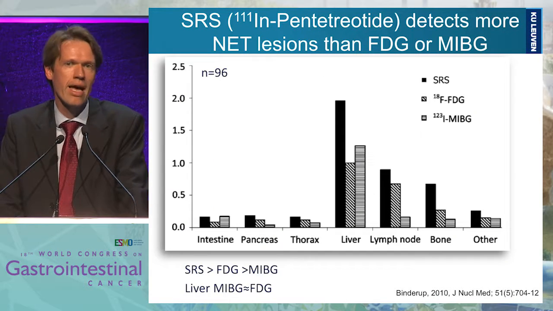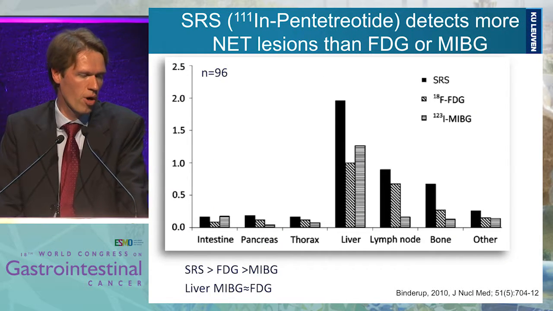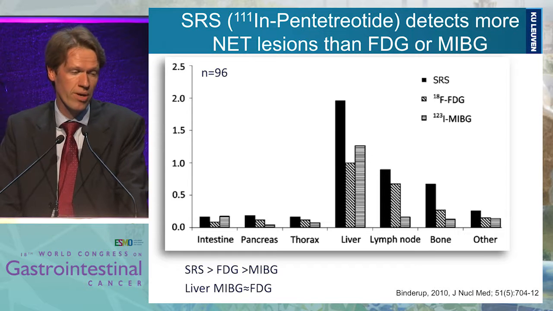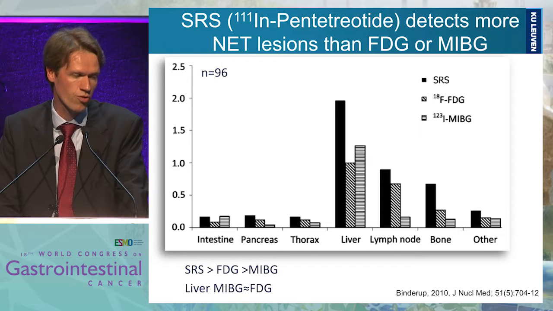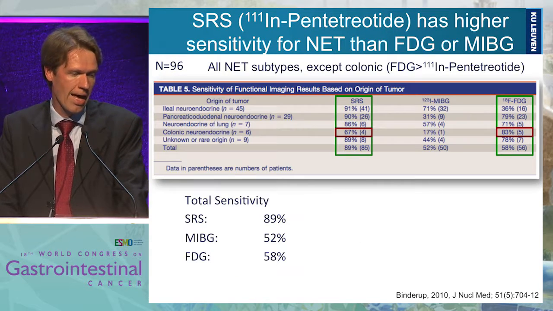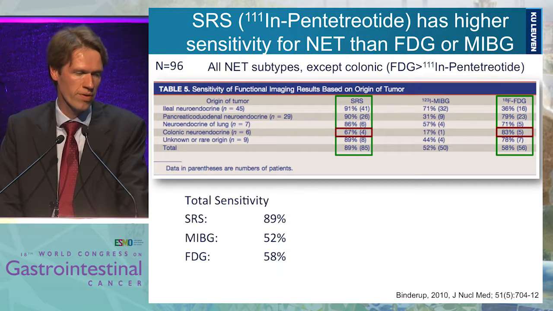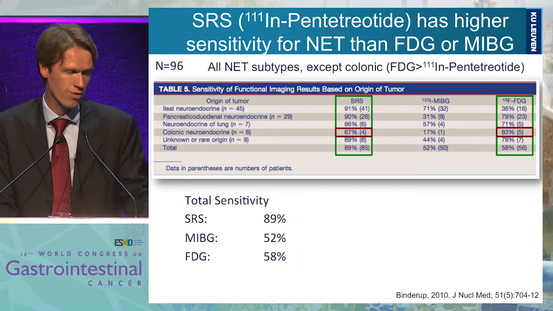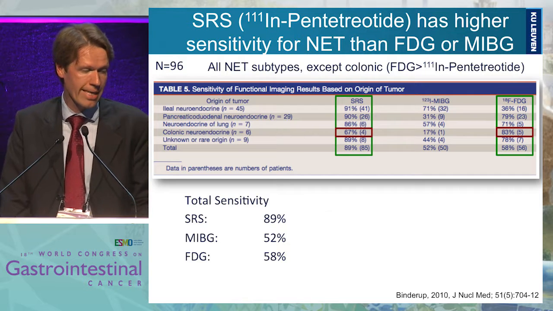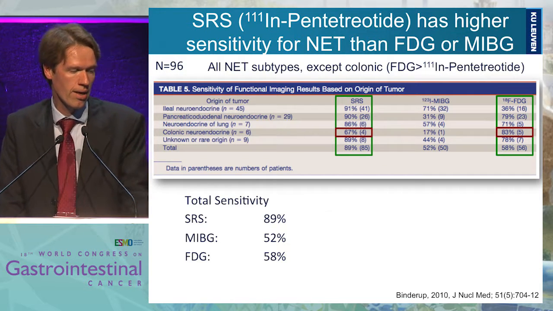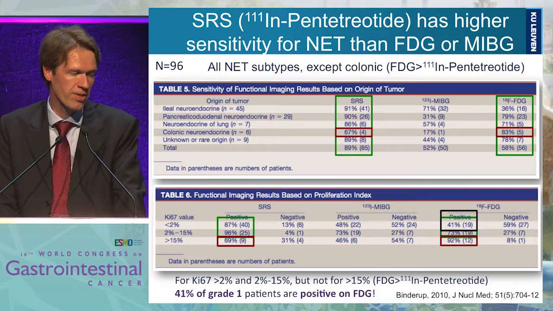And the data to support this, or part of this, are shown here. This is a comparison of 3 tracers, pentetreotide, FDG, and MIBG, and we see that somatostatin receptor imaging shows more lesions than FDG and certainly more than MIBG. This was seen in all different subtypes of tumor except for colon, but there were only very few patients. So it has a total sensitivity of 89% compared to lower than 60% for the 2 other tracers.